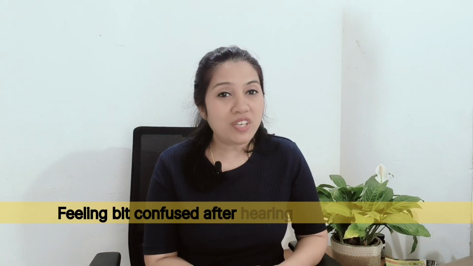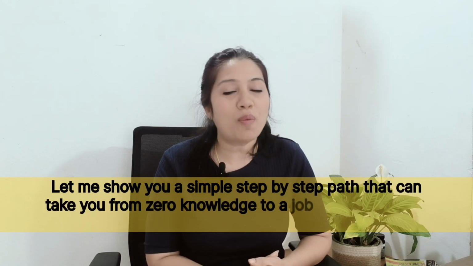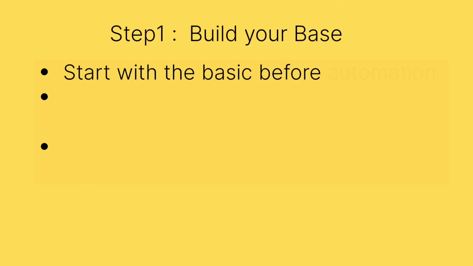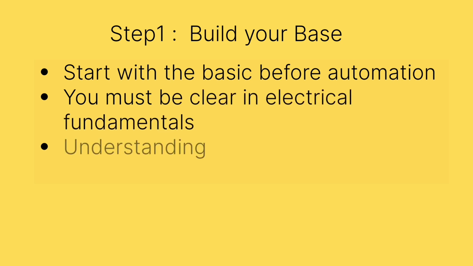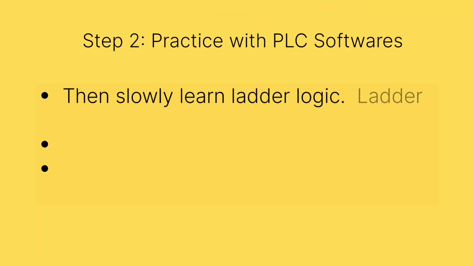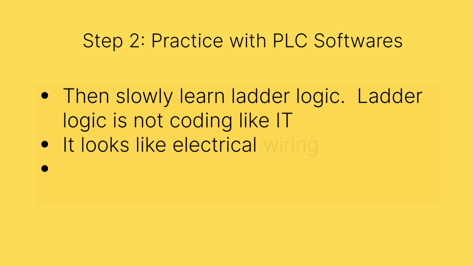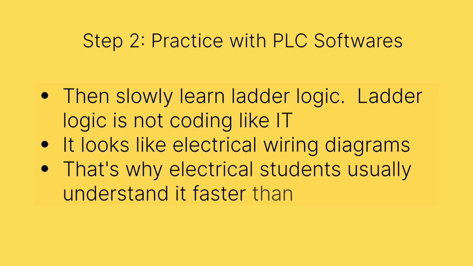Feeling a bit confused after hearing all this right now? Let me show you a simple step-by-step path that can take you from zero knowledge to job ready, even as a fresher. First, we start with the basics. Before automation, you must be clear on electrical fundamentals, understanding things like motors, sensors, relays, contactors. Nothing deep, just clarity. Then slowly learn ladder logic. Ladder logic is not coding like IT. It looks like electrical wiring diagrams. That's why electrical students usually understand it faster than anyone else.